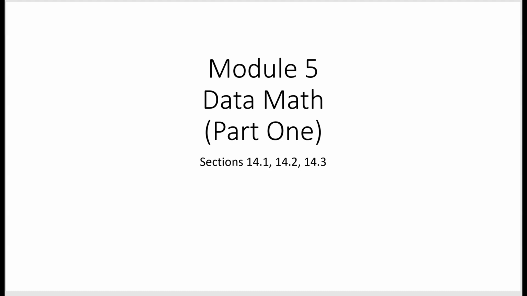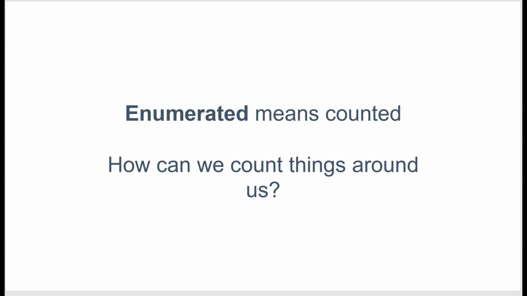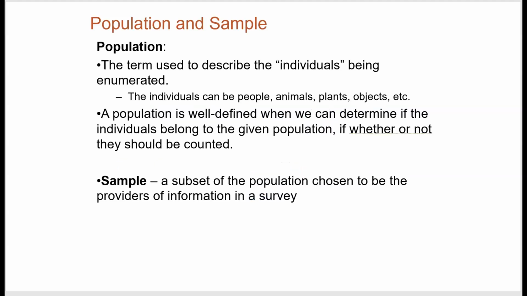Welcome to Module 5, Part 1. In 14.1, we're just going to cover some basic vocabulary. The word enumerated means counted, and we're basically trying to figure out how we can count things around us that we're interested in. Two big terms we're going to be talking about a lot are population and sample.